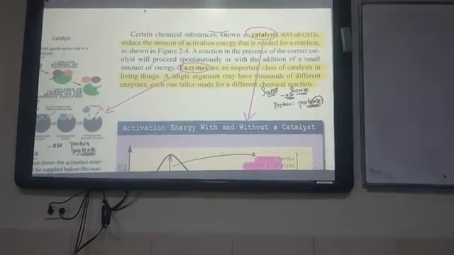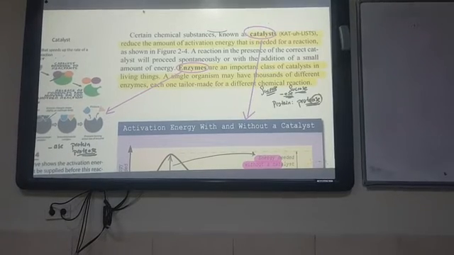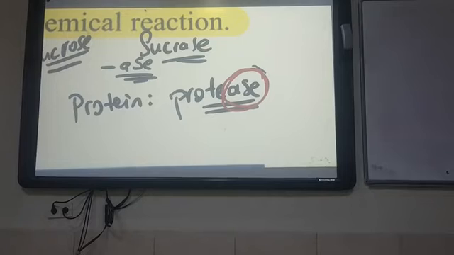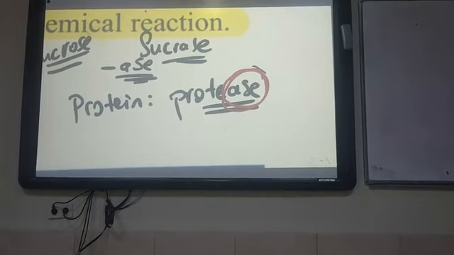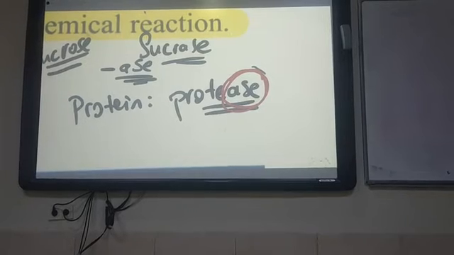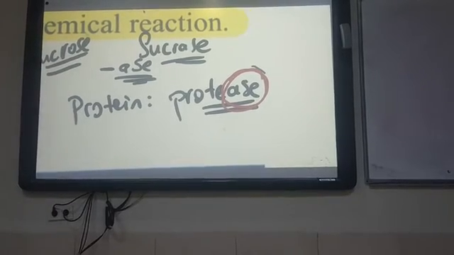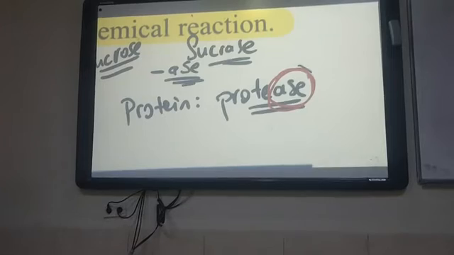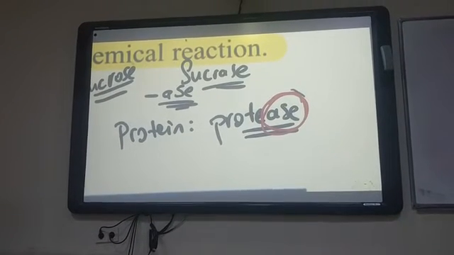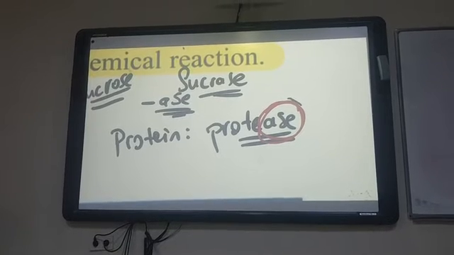There's a suffix for enzymes: ase. Protease is an enzyme which is responsible for breaking down of proteins. Sucrose is the table sugar which is made up of glucose plus fructose. What is the enzyme of sucrose? Sucrase.